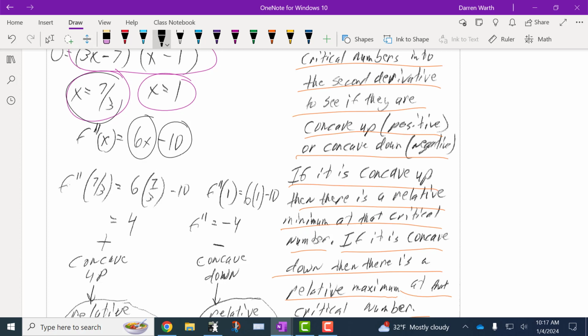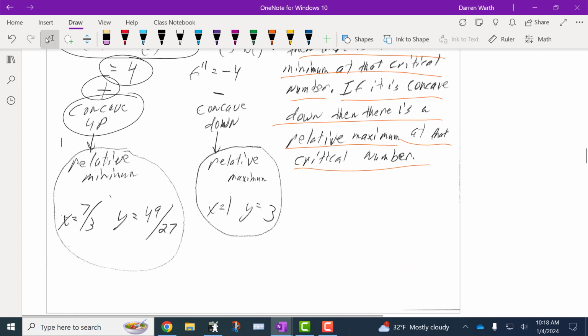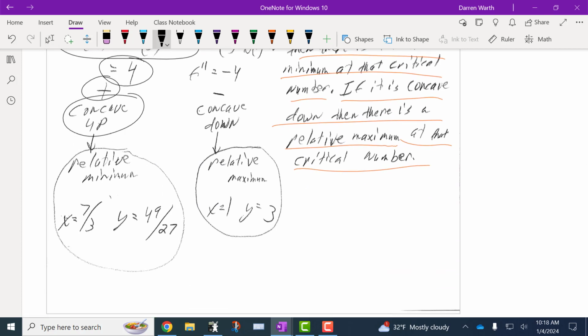So I take 7/3 and substitute into my second derivative. I got 6 times 7/3, which is equal to 14, and 14 minus 10 is equal to 4. And so that is positive, so that means it's concave up. So if it's concave up, that means I've got a relative minimum at x equals 7/3, and when you substitute that back into the original equation, you're going to get 49/27. So take 7/3 and substitute back into the original equation.